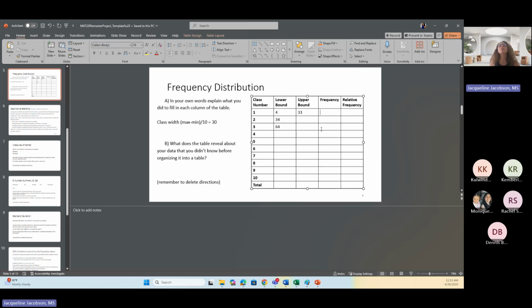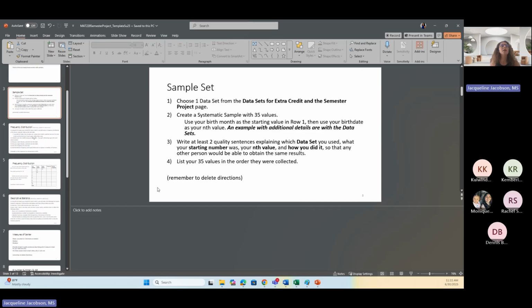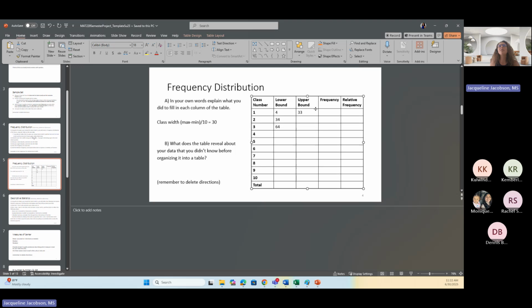How do I find my frequency? I go to my list, my sample, wherever that was, which you should have here. And I count how many values from my sample are in each of these ranges. So from 4 to 33, how many values were in that? I don't know. Let's just make up numbers. From 34 to 63, how many numbers were there? Blah, blah, blah, right? How do you find your relative frequency?